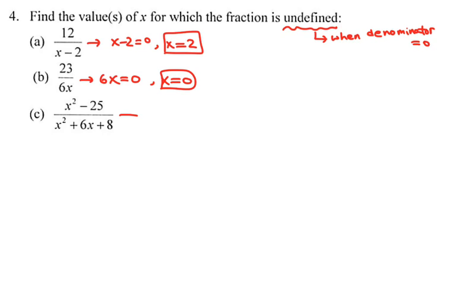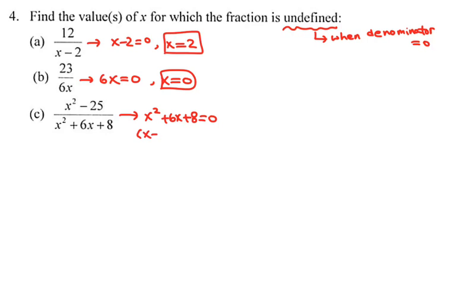You know what, in this case, I don't really care about the numerator, but I do care about the denominator, because when the denominator is equal to 0, then the entire fraction is not defined. So I'm going to write that x squared plus 6x plus 8 must be equal to 0. Then simply I'm solving the quadratic equation.